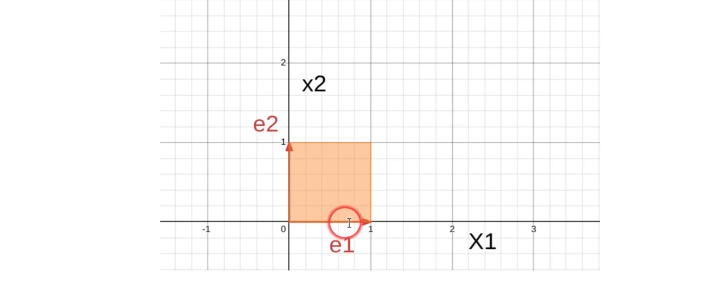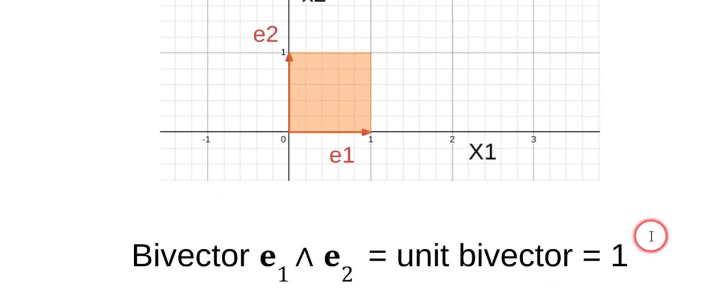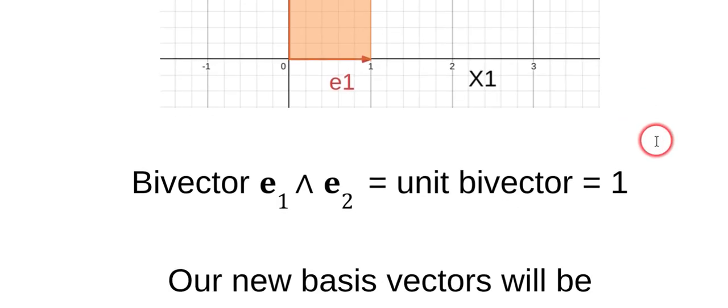So we can wedge E1, wedge E2, and this gives the shaded area, which is called a bivector. E1 wedge E2 is called a bivector. And in this case, it's called the unit bivector because it has an area of 1, which is obvious because it's a square of side length of 1. So its area is 1. Okay? Now, we're going to choose new basis vectors.